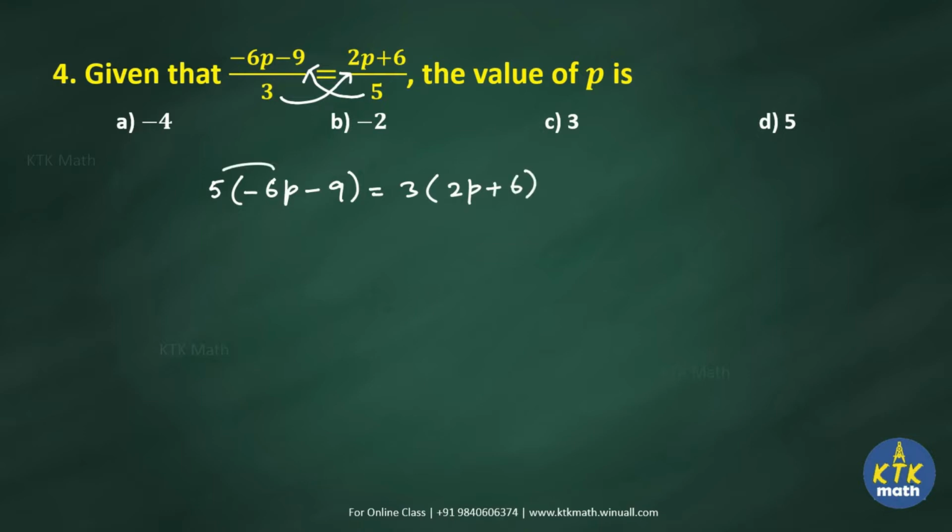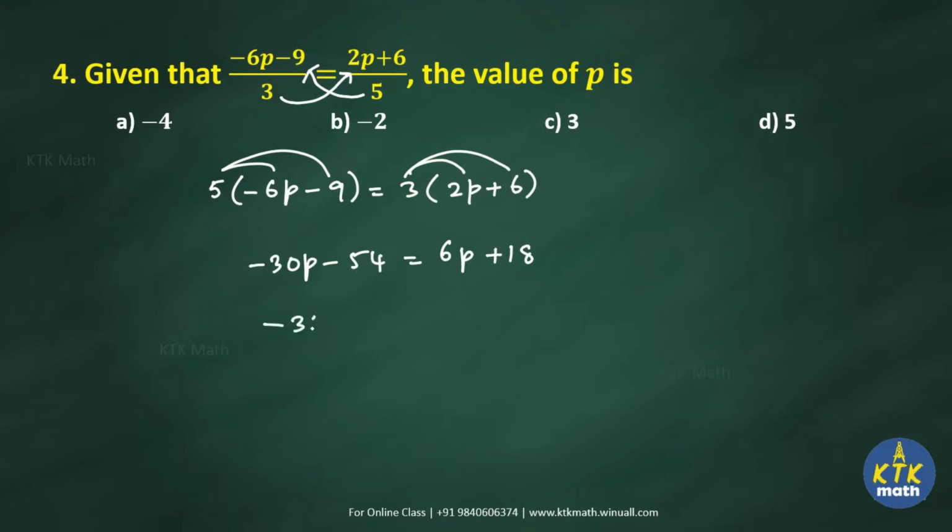So what happens now? Just multiply inside: negative 30p, 54. That is, you need to multiply 5 with 6 as well as 5 with 9. In the same way 3 into 2, 6p; 3 sixes are 18. Is that clear? Now, just like the previous questions, we have variable and constant terms on either side of the equation. So you just arrange them on one side.